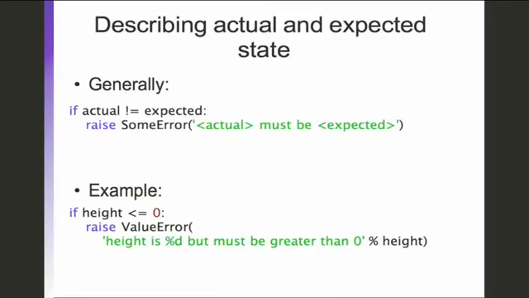How does it look in terms of code? Generally, code to detect errors looks like that. If an actual value is not the expected value, then I raise some error with the message "actual must be expected." I already have these in my code. Here's an example we already know. If height is smaller than 0, I raise a value error which says height must be greater than 0.